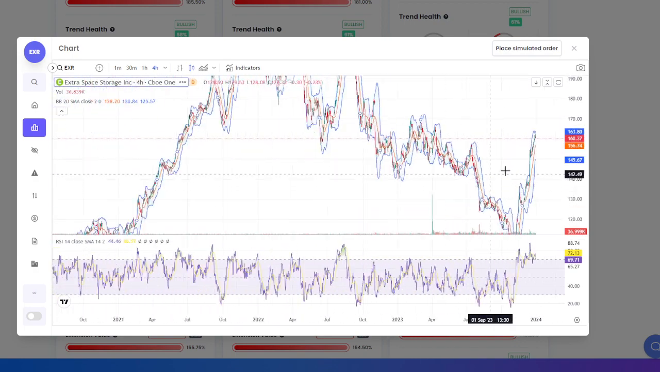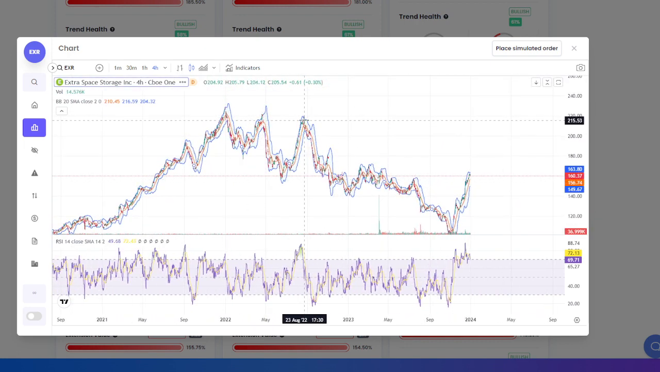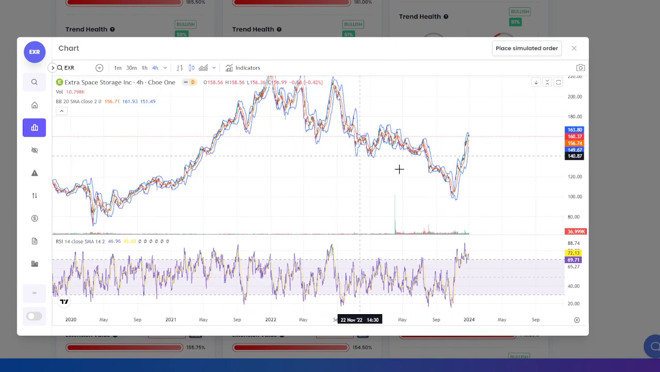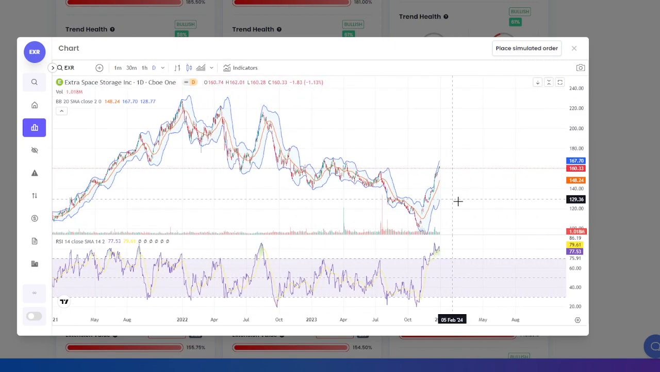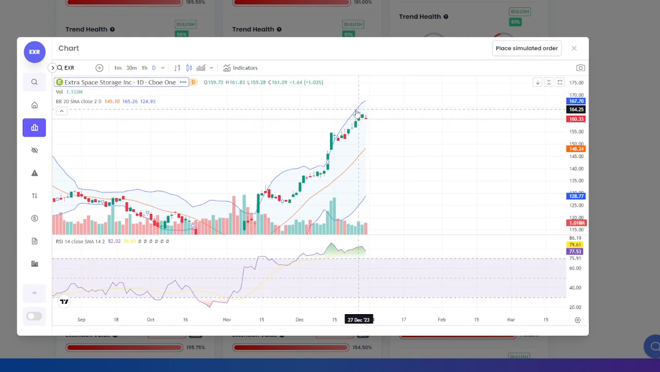So, and look at this. It keeps making lower highs. The stock is just doing nothing but going down. So this is an amazing short. And with this rejection, it will probably come back down here to like 148.